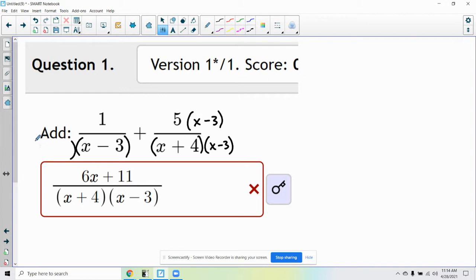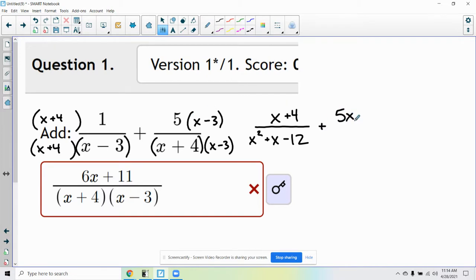I'll multiply this by x plus 4 over x plus 4. So this first term becomes, that's just 1 times that. That's x plus 4 over, I'll FOIL this out. I don't know if you have to. I'm just going to FOIL it out. X squared plus x minus 12 plus 5x minus 15 over x squared plus x minus 12.